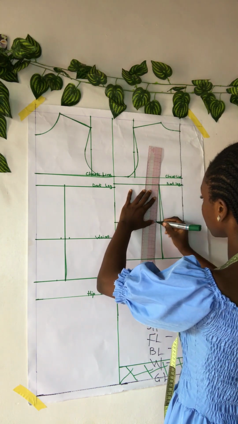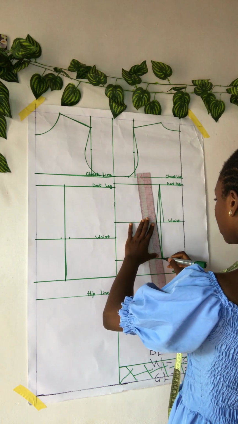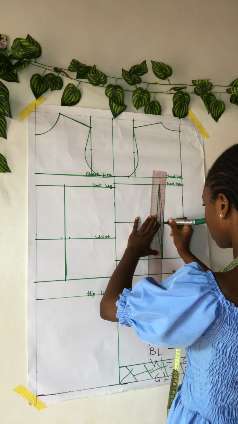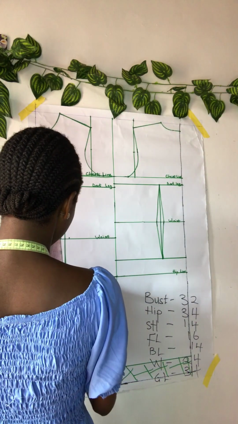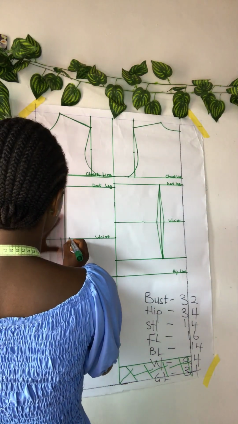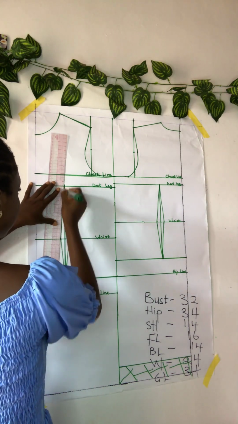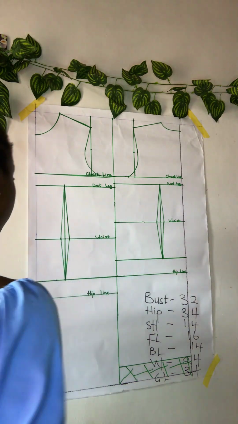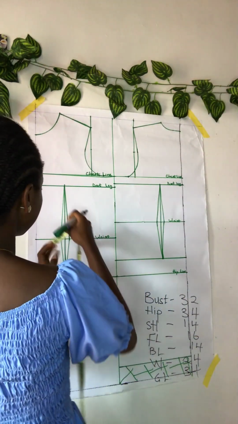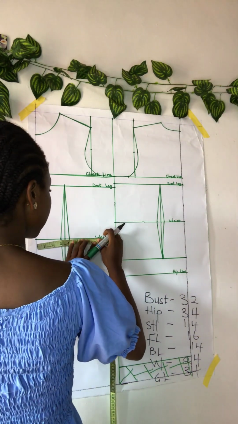All right, so you connect from your apex, that's from the first point of your dart, to your waistline, then you connect from your hip line to your waistline, like you can see me doing. So you're going to have the shape when you are done, and if it's correct, you're going to have the shape.